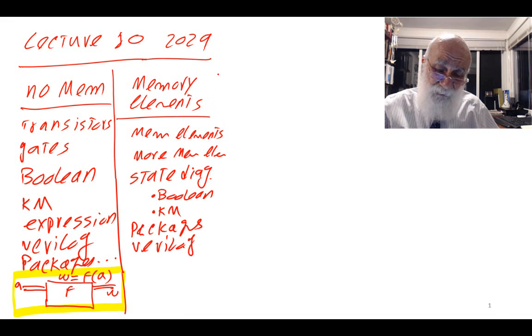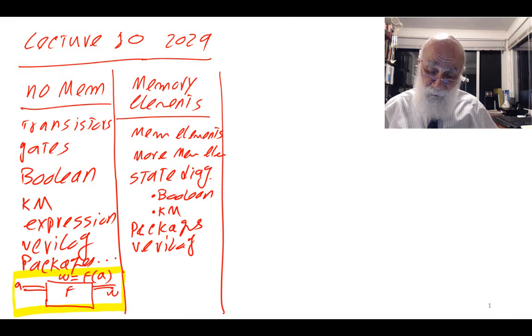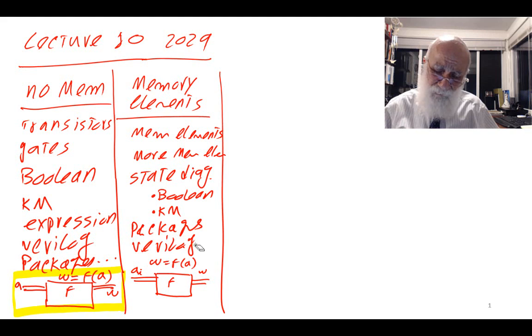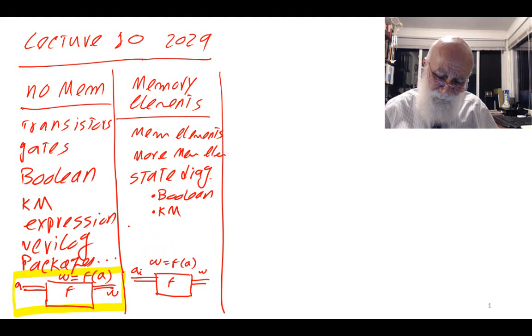But see, the difference between the circuits with memory and no memory is that if I want to do the same block like this, it has certain inputs, it has a functionality, and then it has certain outputs. And then this is what happened. You come in and apply to it some input today. Okay, you think that W has to be f of A.